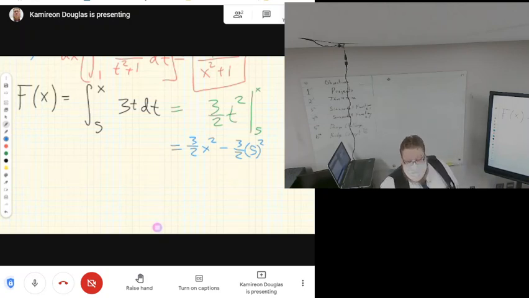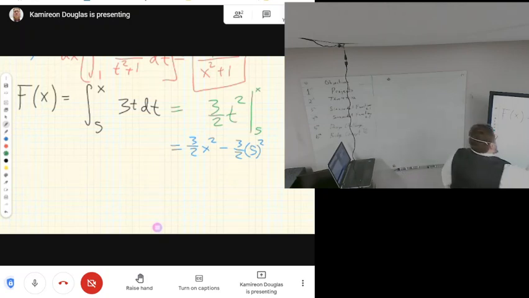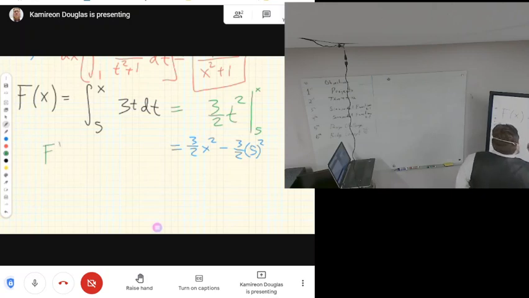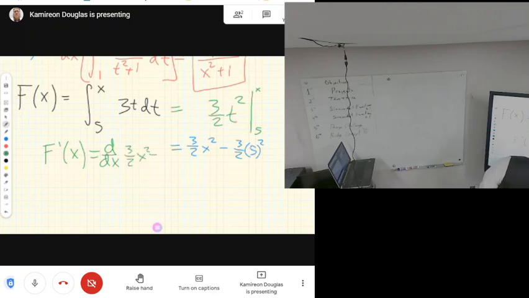So what if I want to know what f prime is? Well, to find f prime, I would need to take the derivative with respect to x of this function, 3 halves x squared minus this number. That number, of course, when I take the derivative, is going to go away. What we're left with is this derivative.